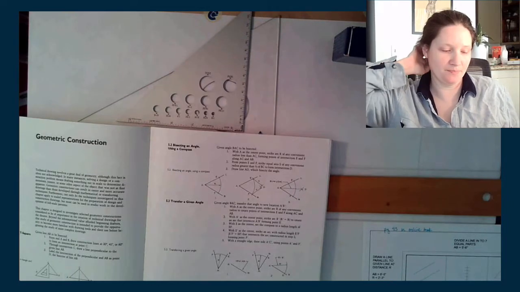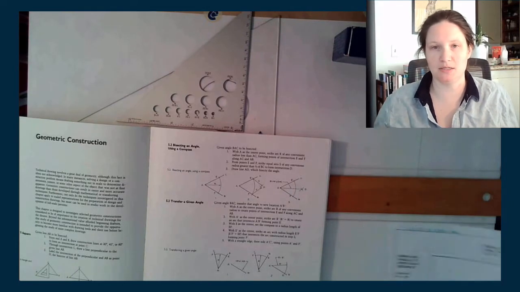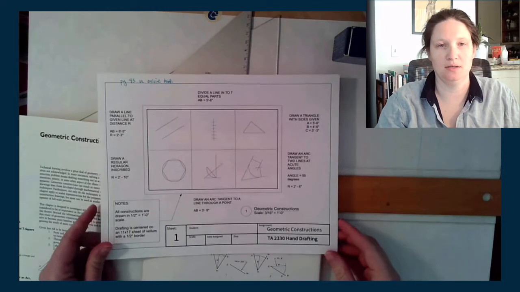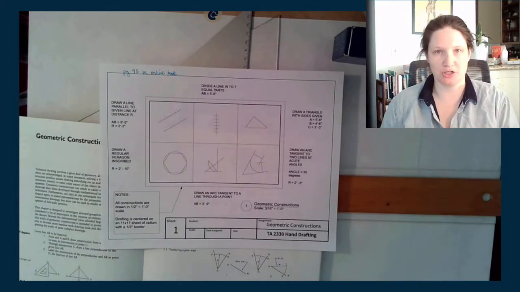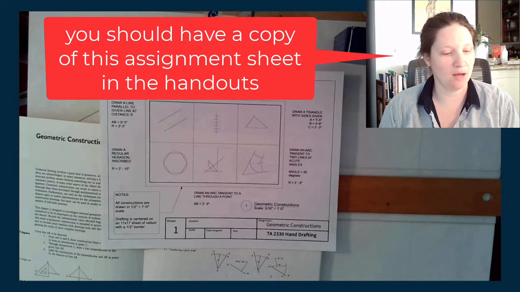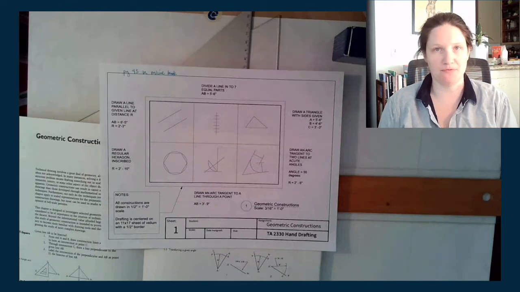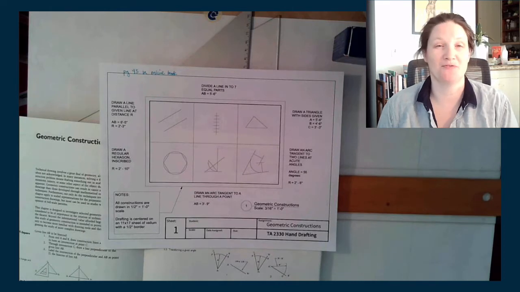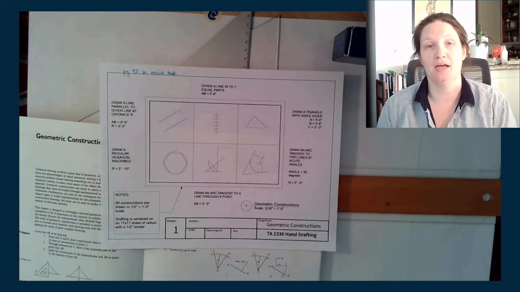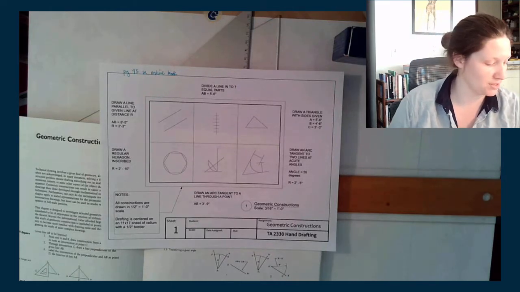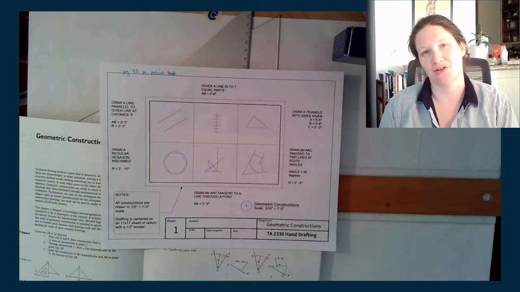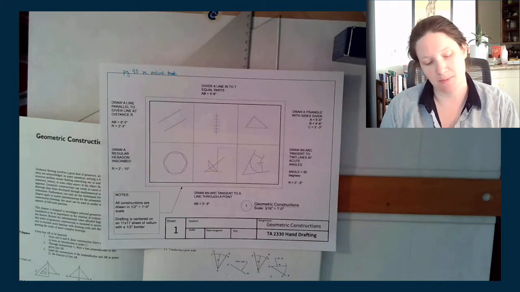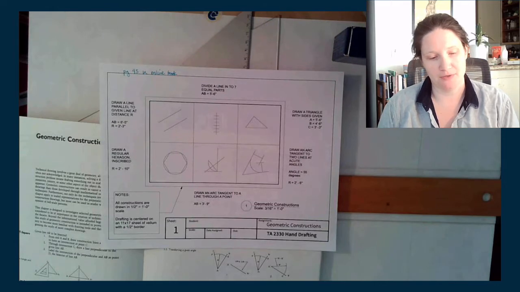Okay, my friends. So this week's assignment is geometric constructions. I'm picking and choosing some of the exercises in chapter 5 of the book. It says page 36 in my copy of the book, but for you guys, that'll start on page 45.